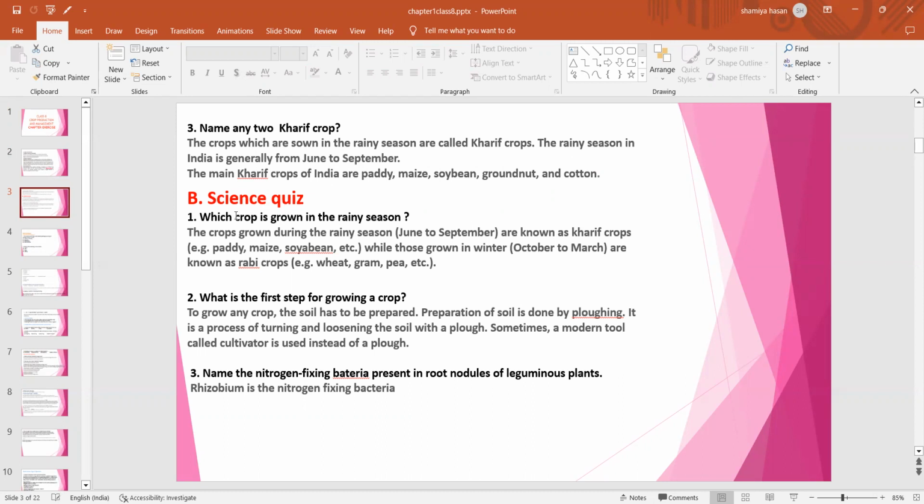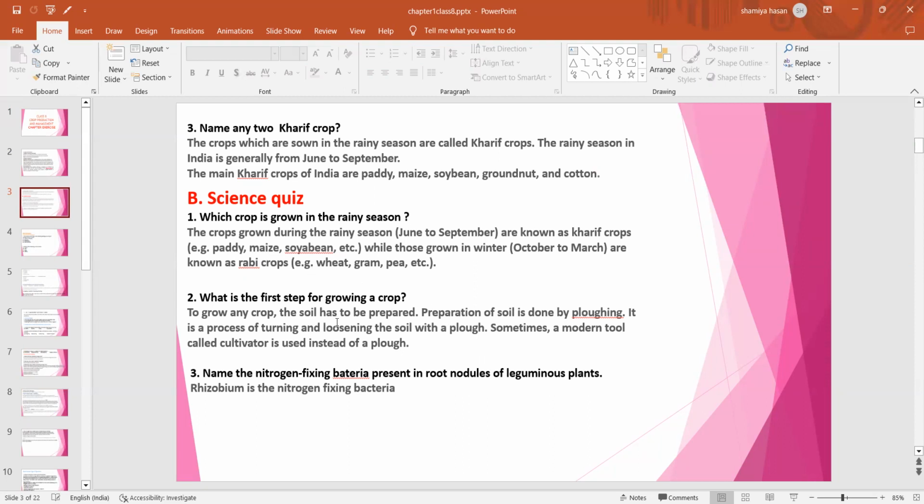Next, we have science quiz. Which crop is grown in the rainy season? The crops grown during the rainy season, June to September, are known as kharif crops. For example, paddy, maize, soybean, etc. While those grown in winter, that means October to March, are known as rabi crops. For example, wheat, gram, pea, etc.